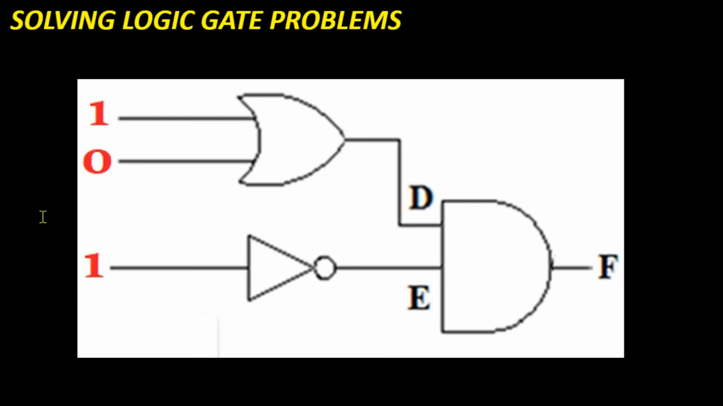Here's a logic gate problem to solve. We have a 1 and a 0 going through an OR gate, and we have a 1 going through a NOT gate. And you are going to figure out what the inputs are at D and E, and what the output is going to be at F. Pause the video and see if you can figure it out.